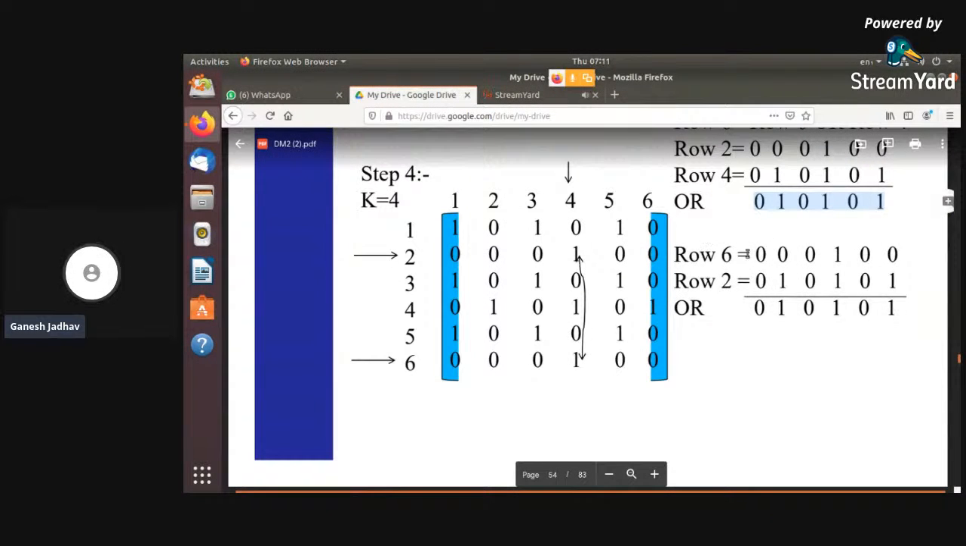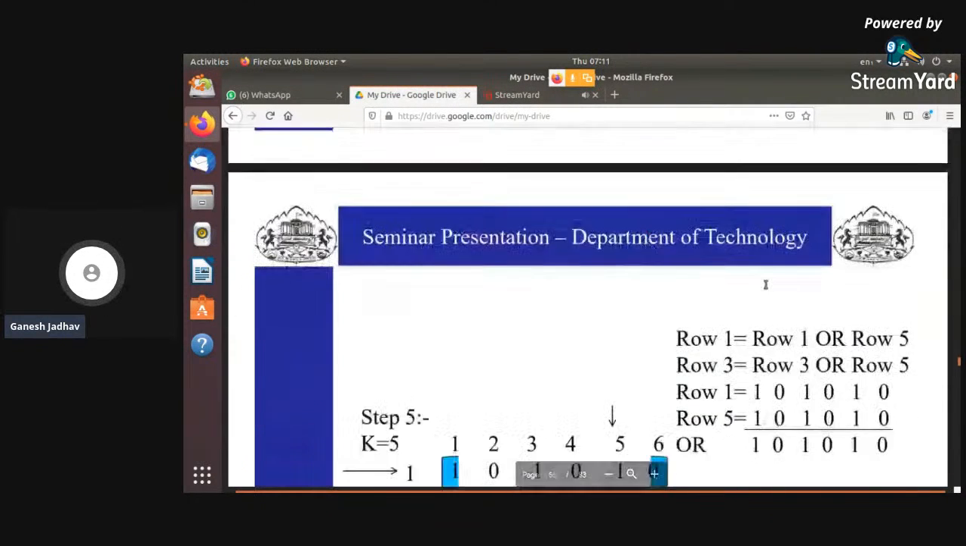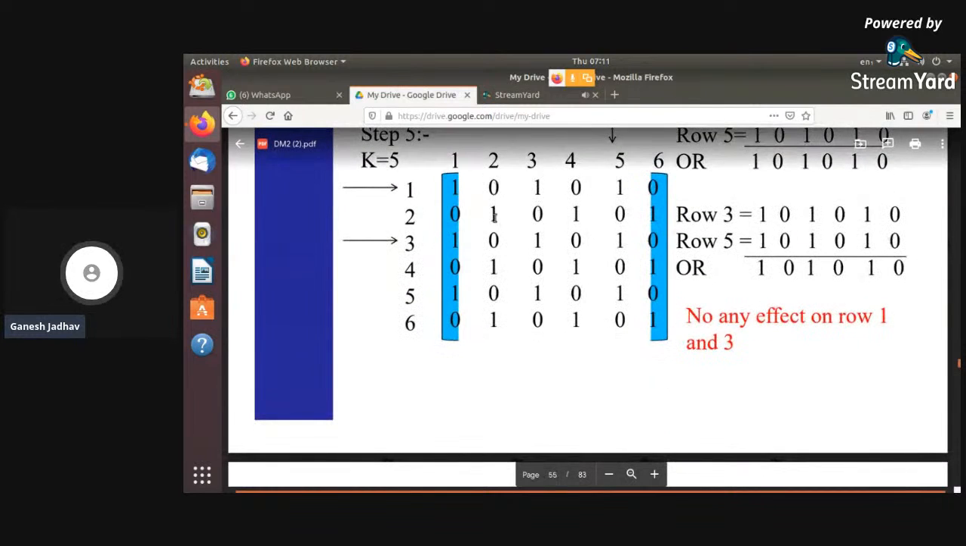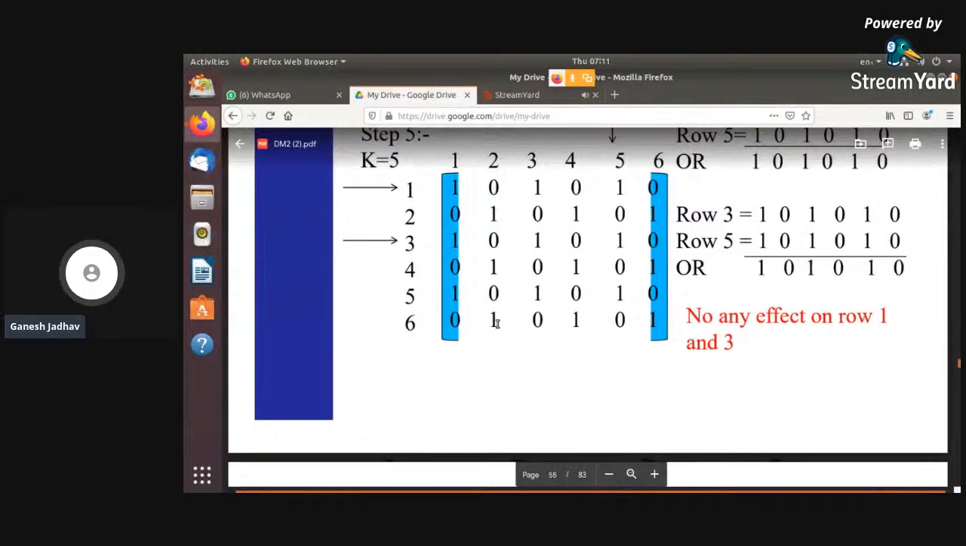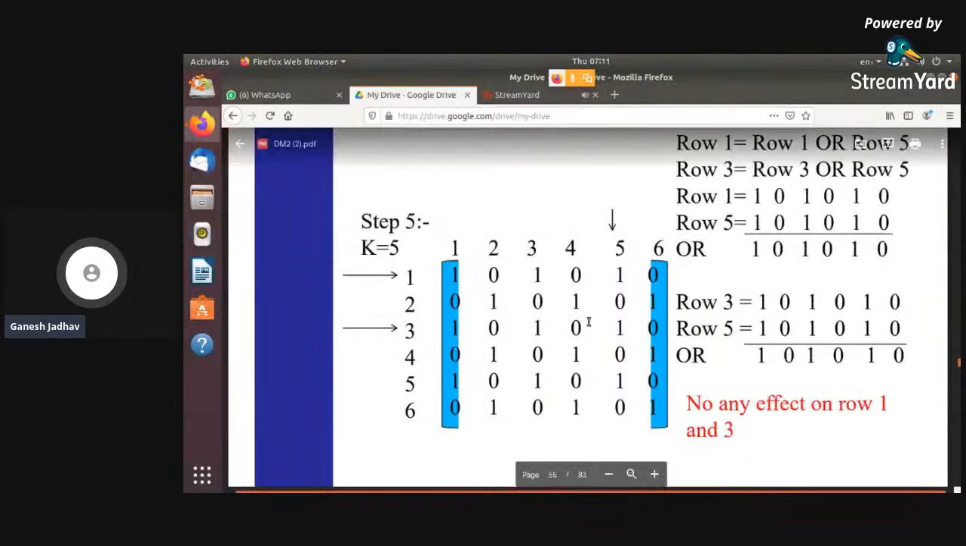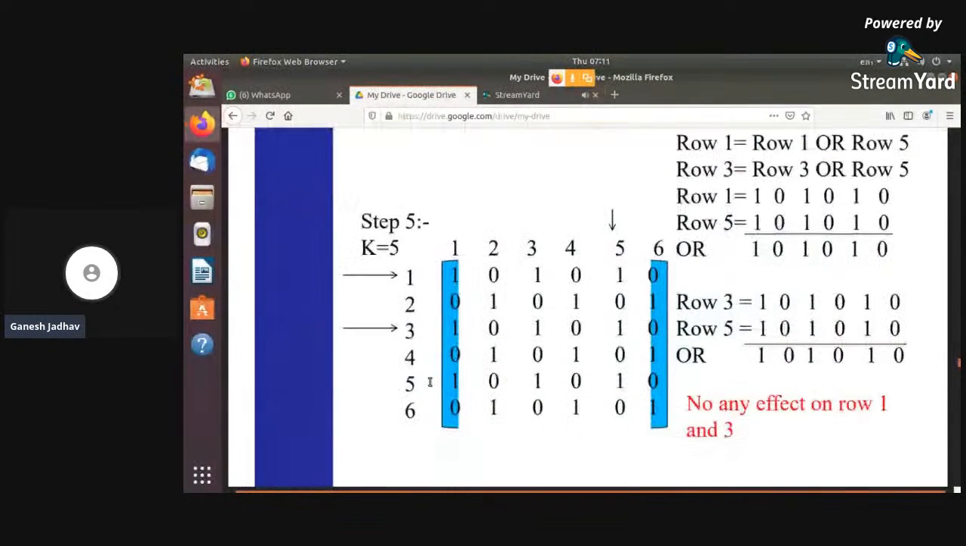010101, that is the same row. So the second row is 010101, and the sixth is also 010101. And all the rows except 2 and 6 are written as per the above matrix.